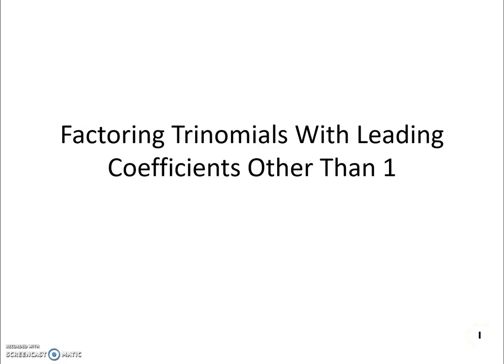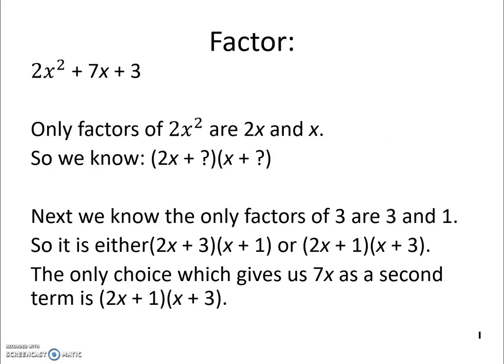Today we're going to be looking at factoring trinomials with leading coefficients other than 1. In our first example, we have 2x squared plus 7x plus 3. The only factors of 2x squared are 2x and x, so we know the factoring must be the quantity 2x plus something times x plus something.